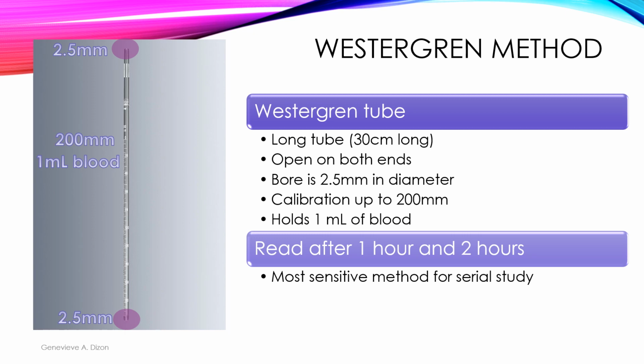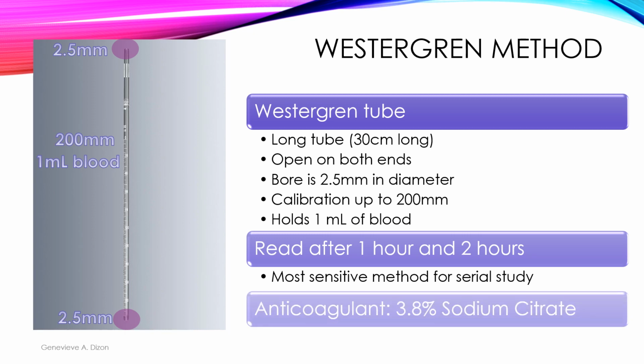The Westergren method is read twice. It is read after 1 hour, and another reading is done after 2 hours. This is the most sensitive method for serial study because of the 2 readings done. Anticoagulant to be used for this method is 3.8% sodium citrate.